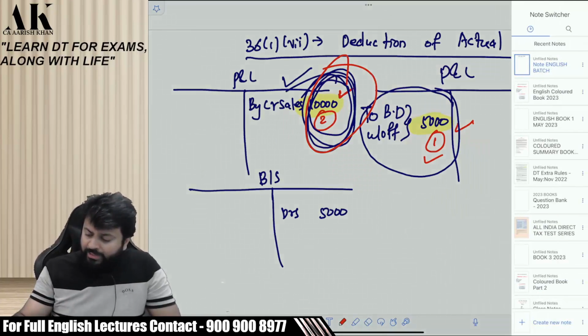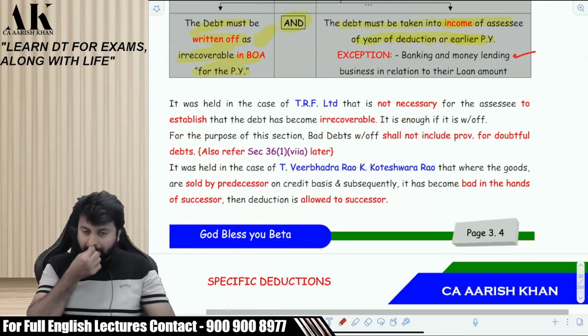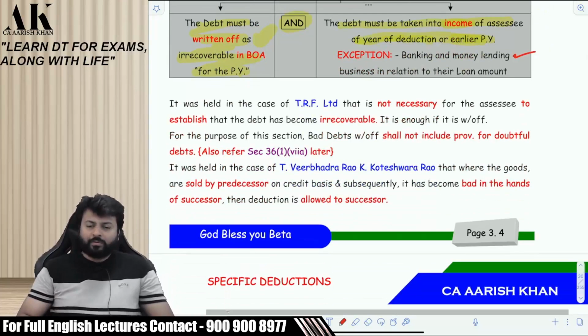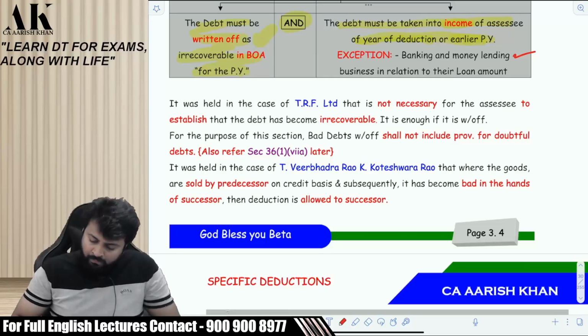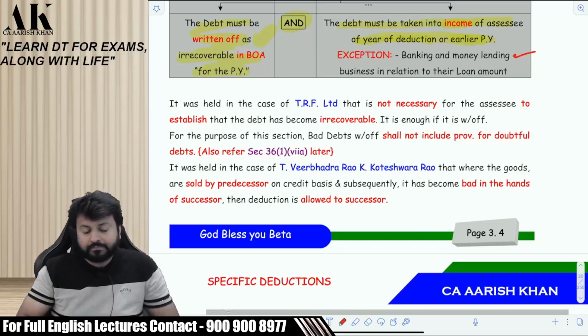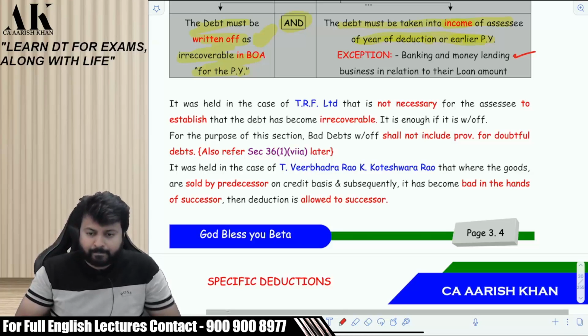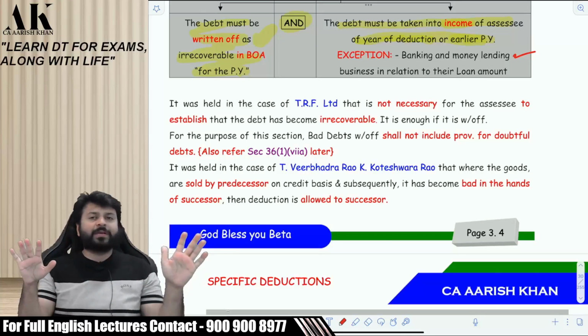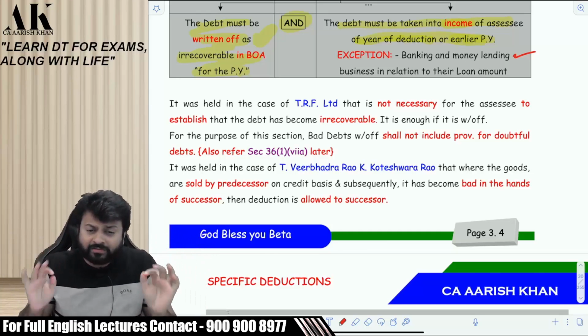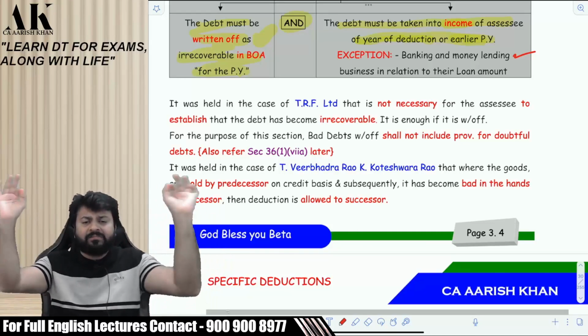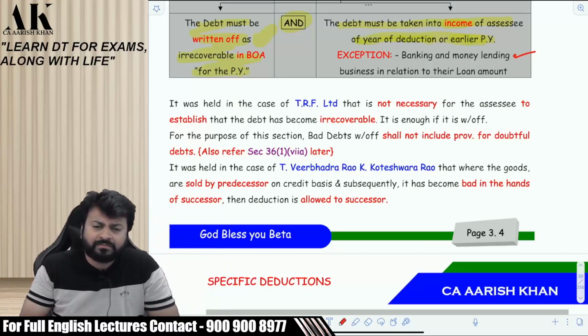Therefore, even the Supreme Court has held. Listen carefully over here. Read this particular thing. This TRF Limited case law. Case law name is not important, but the content is important. Clear? You are not supposed to prove that your debt has become bad. What are you supposed to do? You are supposed to only write off that debt in the books of accounts. That's it. That is a sufficient requirement to claim deduction. Is everyone clear?